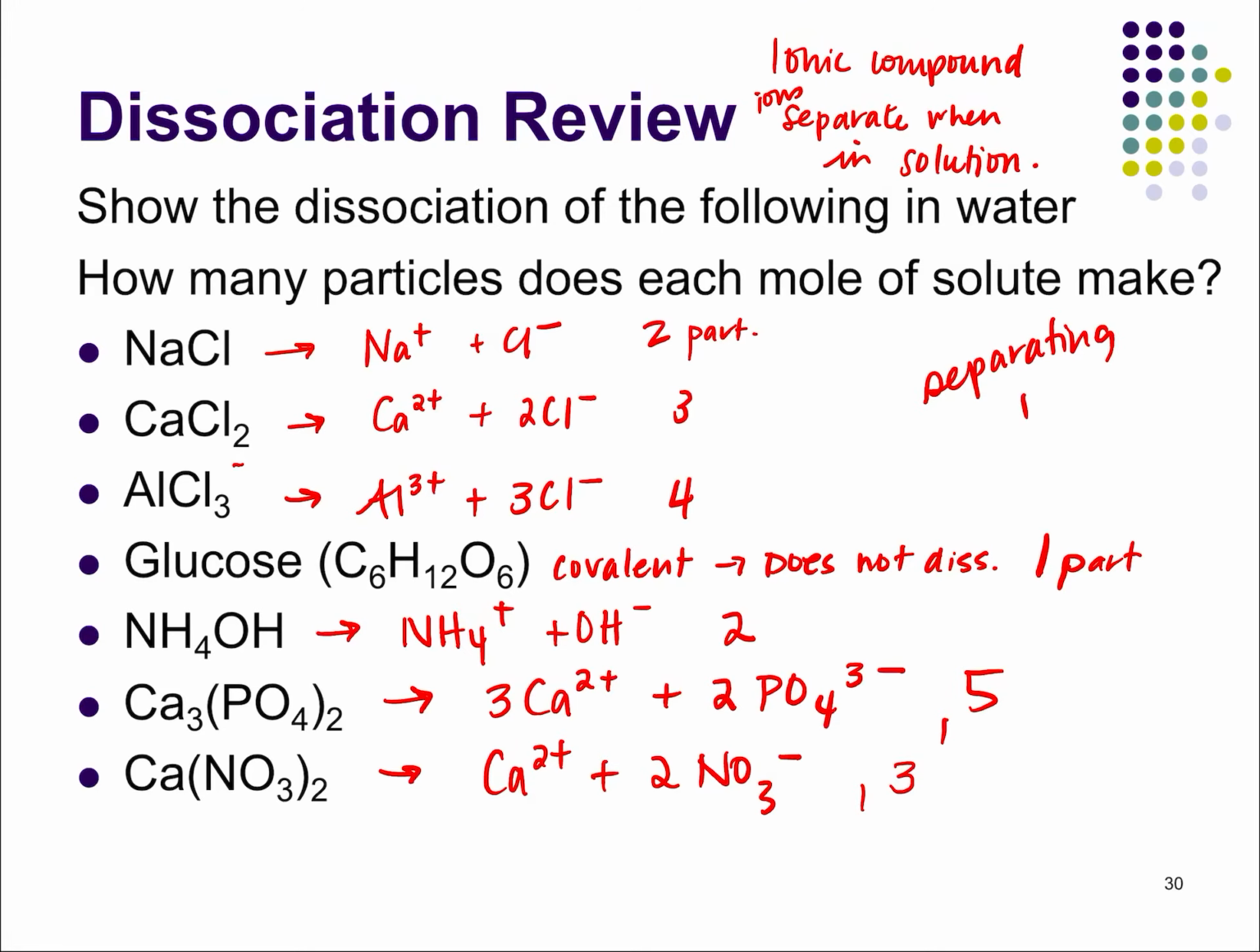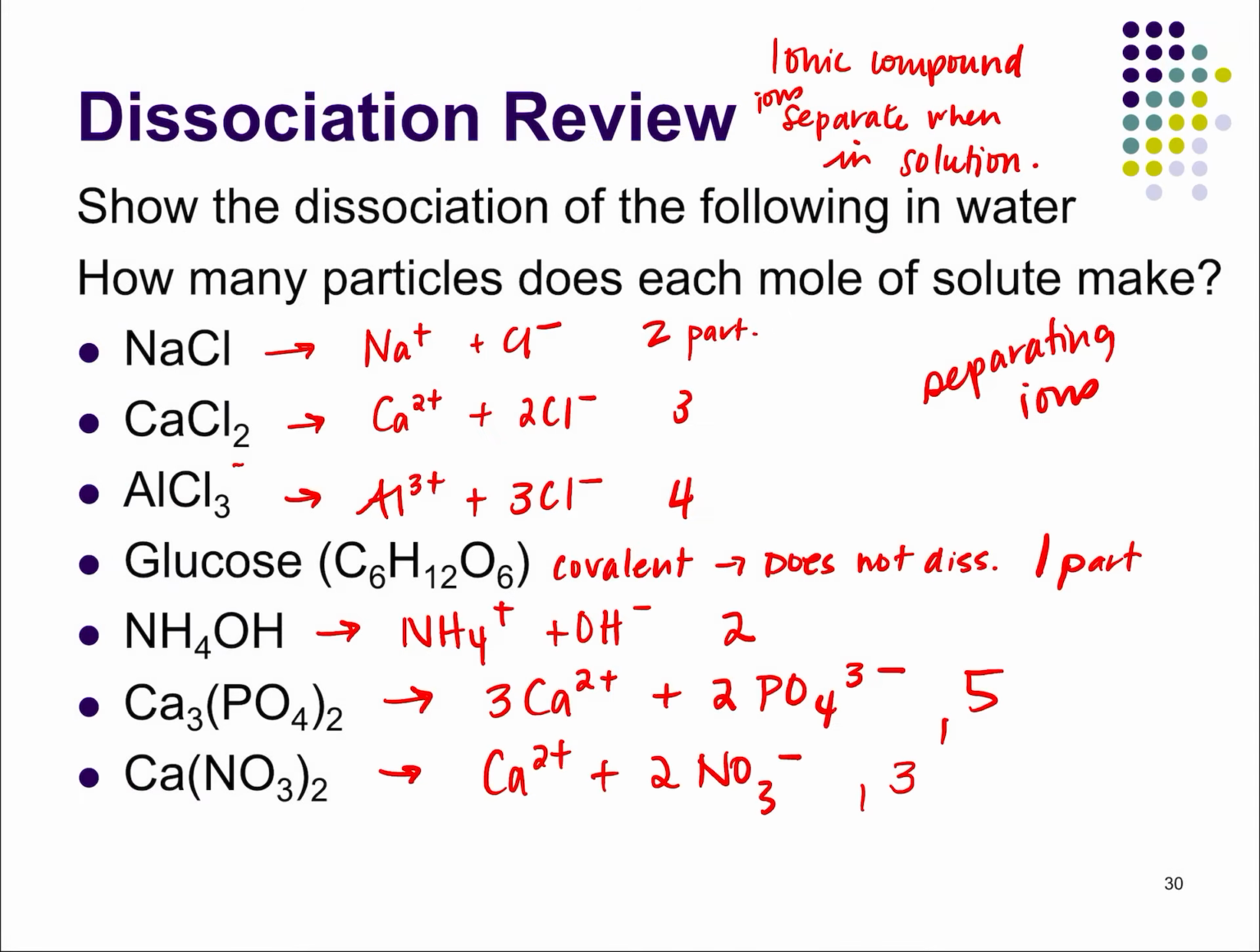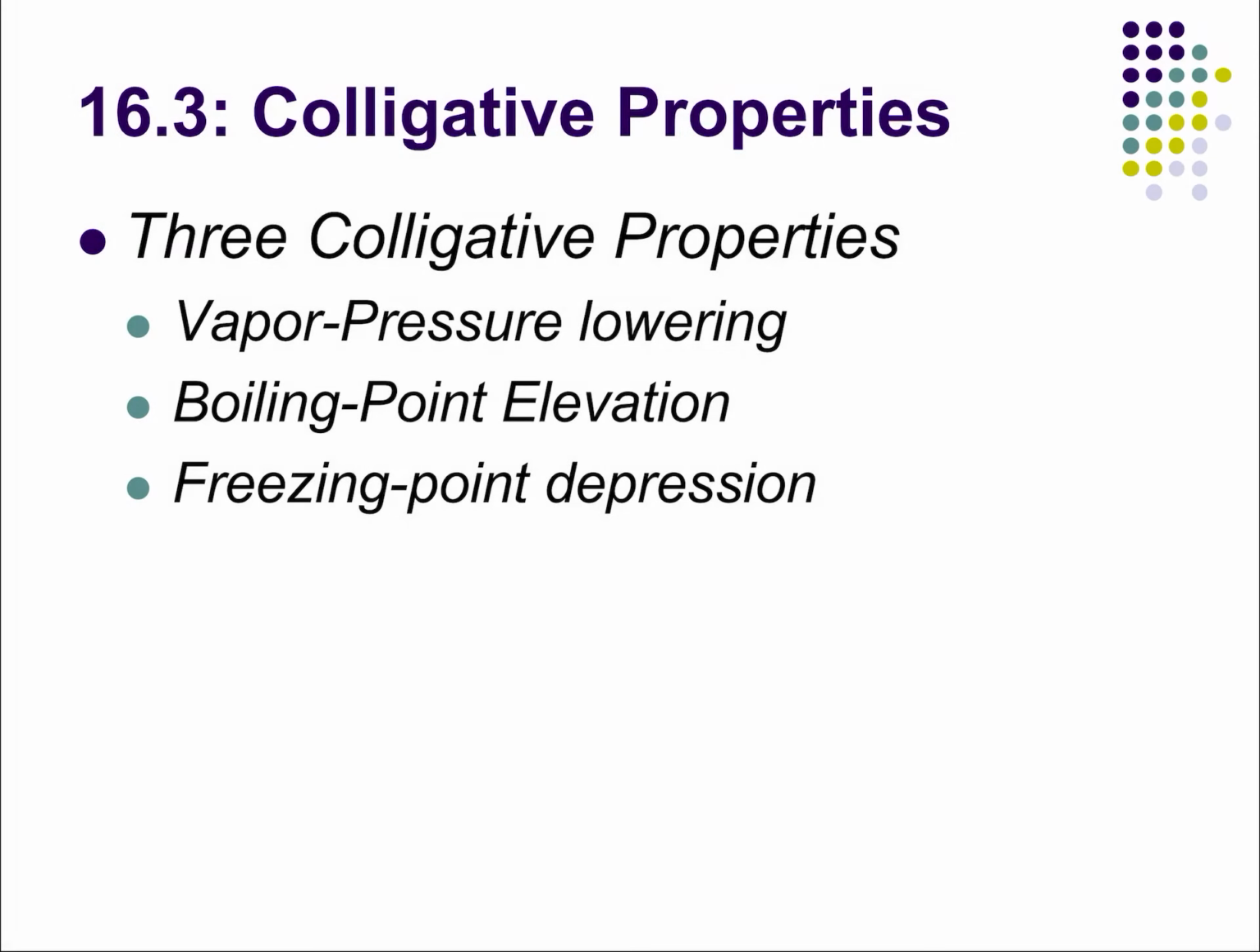Hopefully you can see that what I'm doing is separating the ions. So hopefully that felt really clear to everybody. I'm not breaking up the individual atoms, I'm separating the ions, only in the ionic compound. So this is ionic. This is covalent. This is ionic.